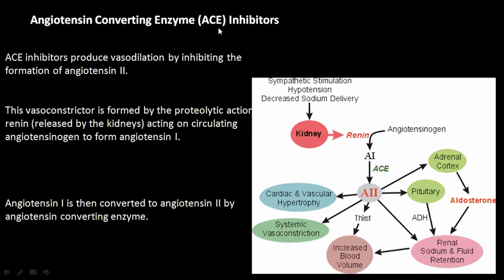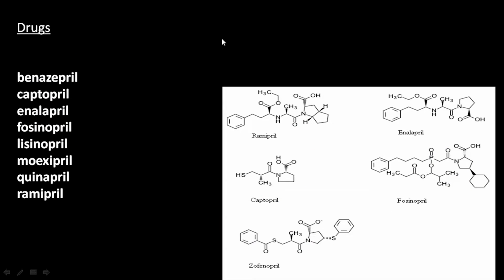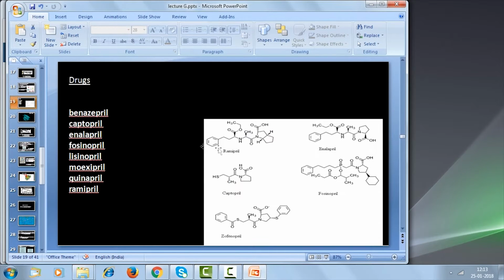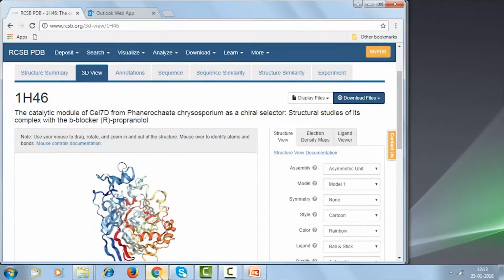This is how these drugs work. They are called ACE inhibitors. There are a lot of drugs: benazepril, captopril, enalapril, fosinopril, lisinopril, ramipril, and so on. All these drugs work towards blocking this particular enzyme, angiotensin converting enzyme.